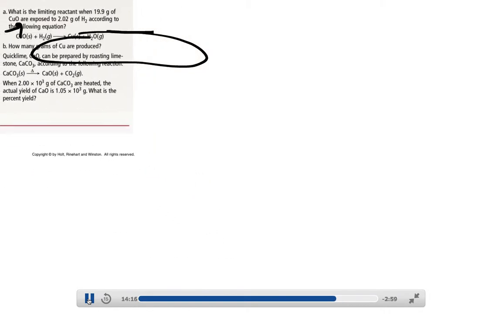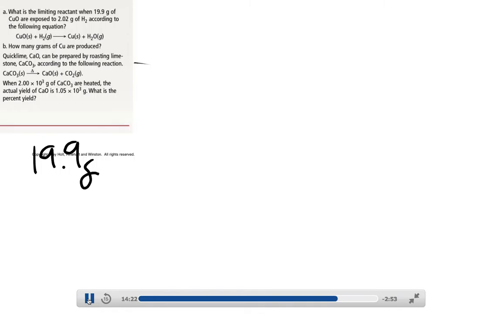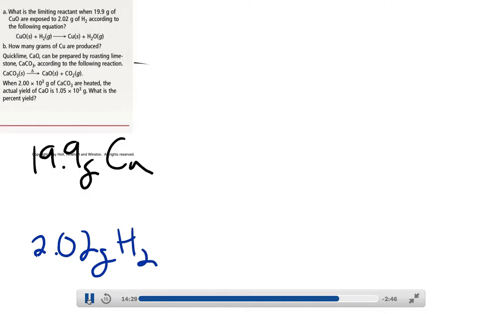I'm going to put this up in the corner so I can refer to it, but it's not going to block me too much. I have 19.9 grams of copper, and on the other side, I have 2.02 grams of hydrogen. Now, it's asking me how much copper, I'm sorry, this is copper oxide. That's an important difference. It's asking me how much copper is produced, so I'm going to convert these both to copper. So I don't have to solve the limiting reagent in one and the amount of copper produced in the other. So I'm going to solve this just once.